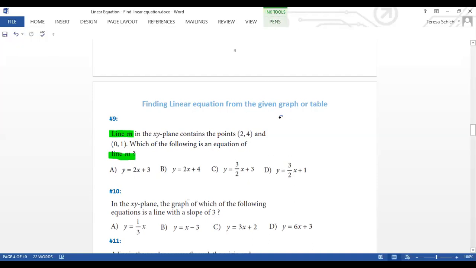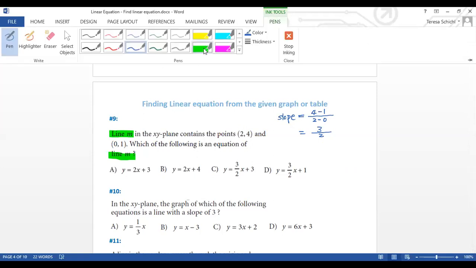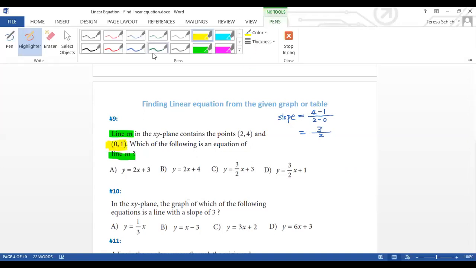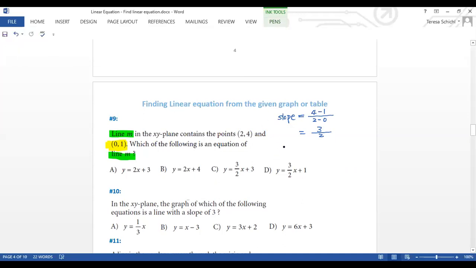Okay, so first I'm going to find the slope. The slope is y2 minus y1 over x2 minus x1, so it's 4 minus 1 over 2 minus 0. What is 4 minus 1? It's 3, so it's 3 halves. Now I can use the slope and a point. Which point am I going to choose? Of course, I'm going to choose the point with 0, because it's always easier to deal with 0.